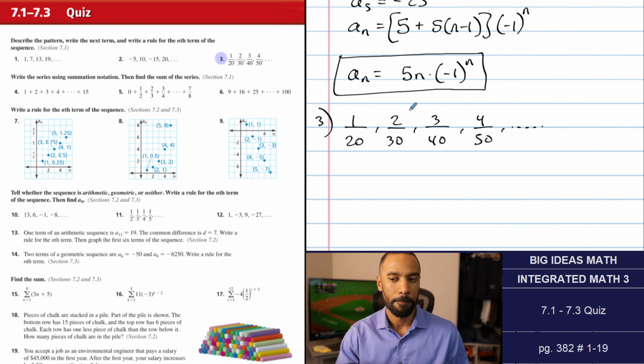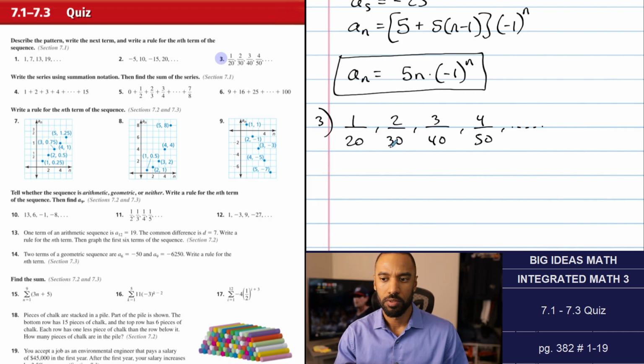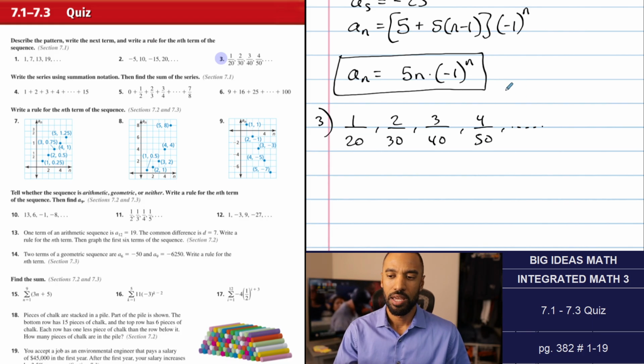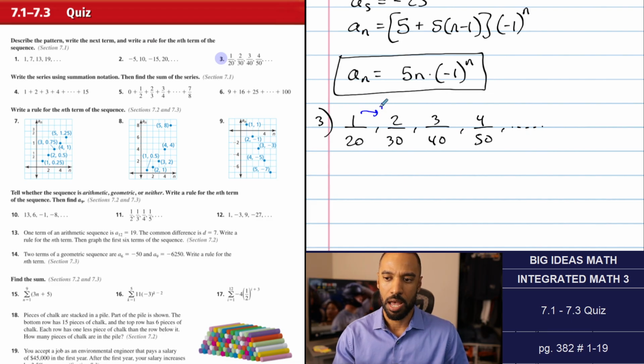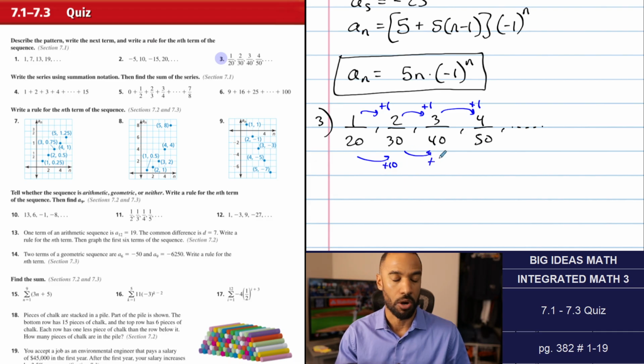You can test it. You can do this minus this and then this minus this and see what you're getting as a result of it, but that's not what's happening. Are we adding 1 on top? Sure. Are we adding 10 on bottom? Sure. Is that mathematically saying that we're adding 1/10? No, it's not.